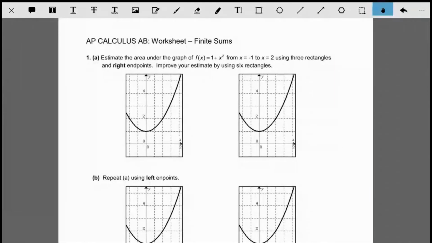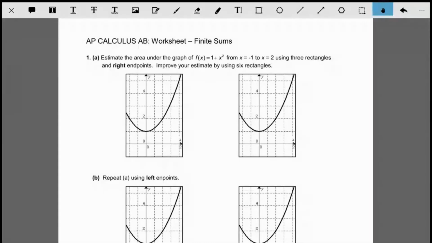Okay, I also included a worksheet here. This is not something you have to turn in. I included this in case you wanted to have something where you actually draw in the rectangles to get a good, clear vision in your mind of exactly what's going on when we do a right hand, a left hand, and a midpoint approximation. You can go through this worksheet if you want. I have the solutions for it posted on Schoology, so if you want to work through the worksheet and check it, you can easily do that.